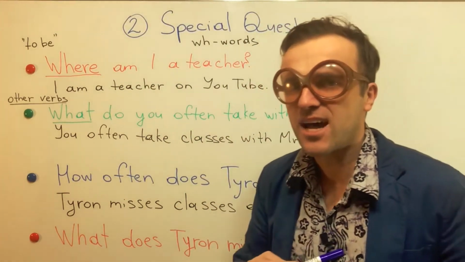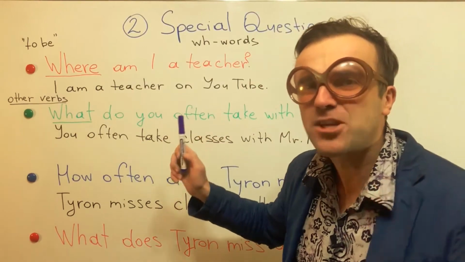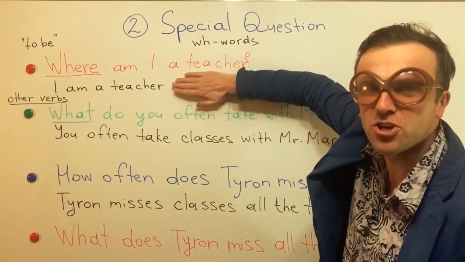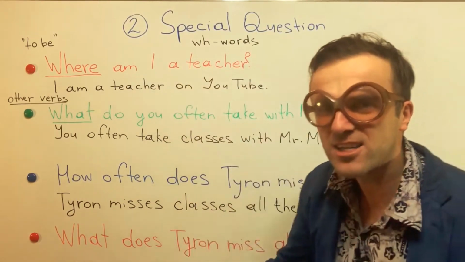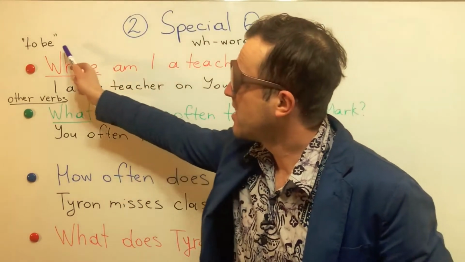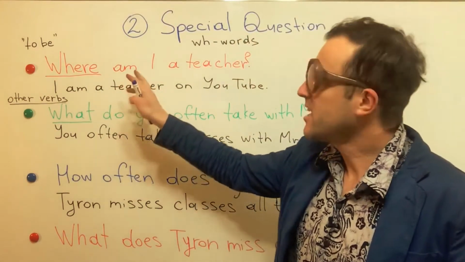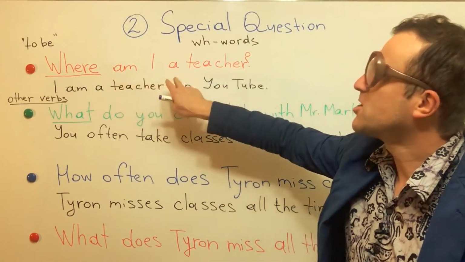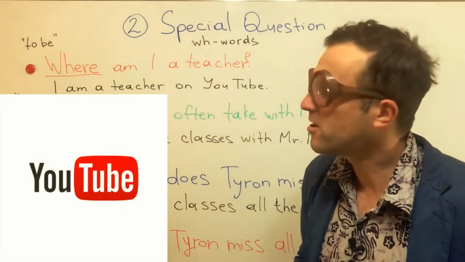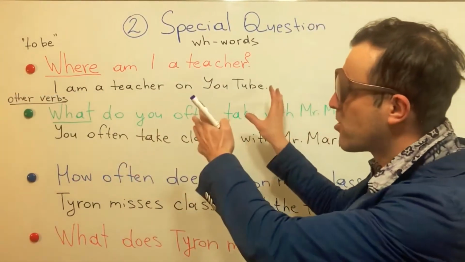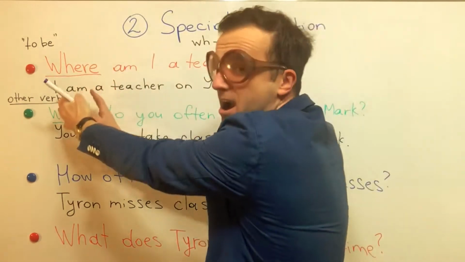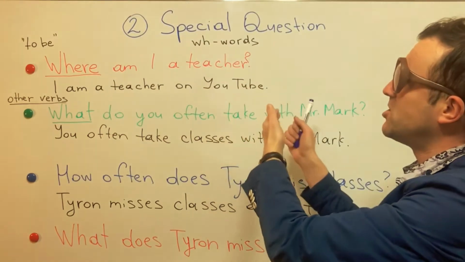And now our task is to ask the special question. So imagine that there is no YouTube. Not on YouTube. So our task is to ask a question. So we put where, then we write the same question. Where am I a teacher? I'm a teacher on YouTube. Okay? So just to the general question that was, am I a teacher? We add where, and we have, where am I a teacher?